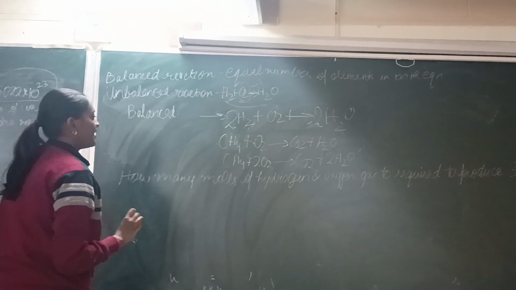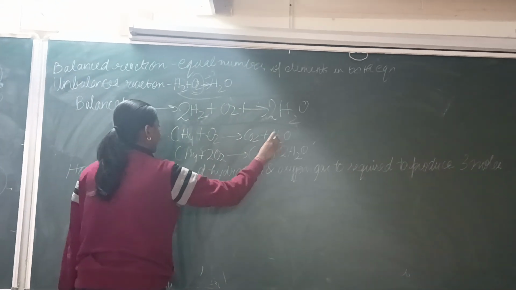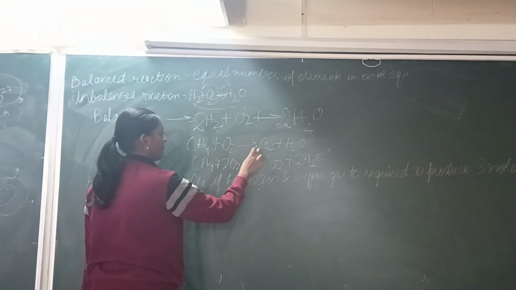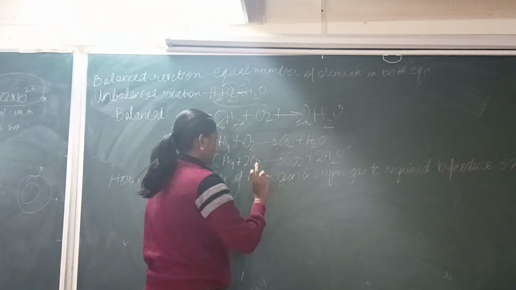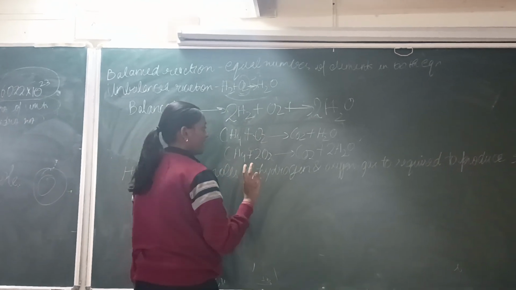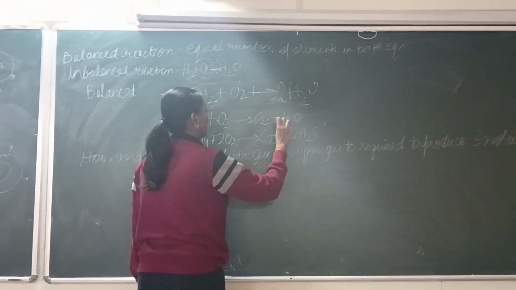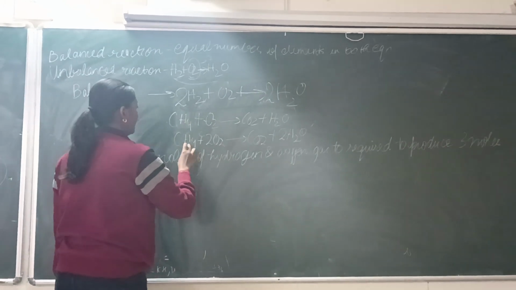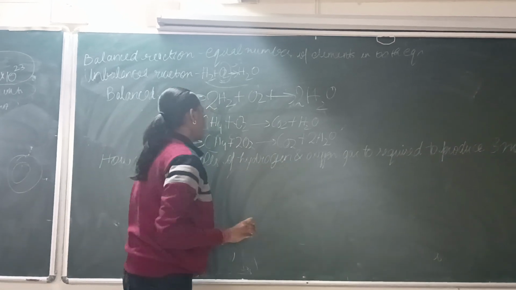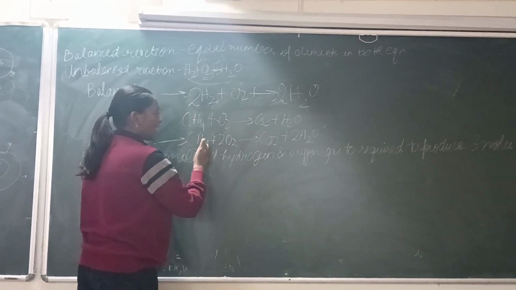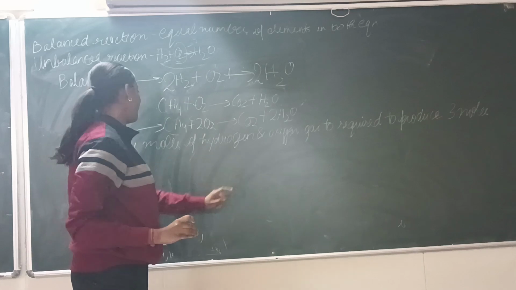Okay? Next, in the same manner, CH4 plus O2 gives CO2 plus H2O. As you can see, there is 1 C atom. There are 4 H atoms, but there are only 2 H atoms here. So it is unbalanced again. Again you will see that O2 has 2 atoms of O, but here there are 3. So when you balance it, it will come in this way. CH4 plus 2O2 gives CO2 plus 2H2O. 1C, 4H, 4O, 4O. In this way you can balance it.